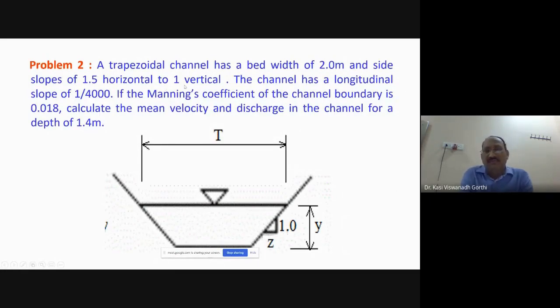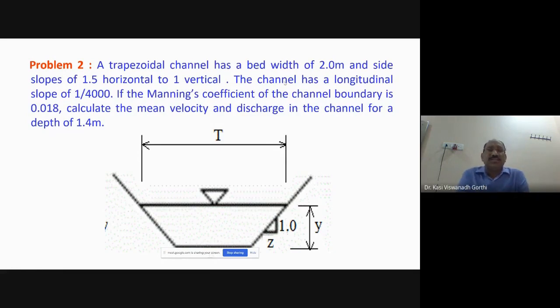And y is the depth of flow. So in the problem, the depth of flow is given to be equal to 1.4 meters. So y is 1.4 meters. It is a trapezoidal channel. Bed width is 2 meters. Side slopes are 1.5 horizontal to 1 vertical. Longitudinal slope is 1 by 4,000.